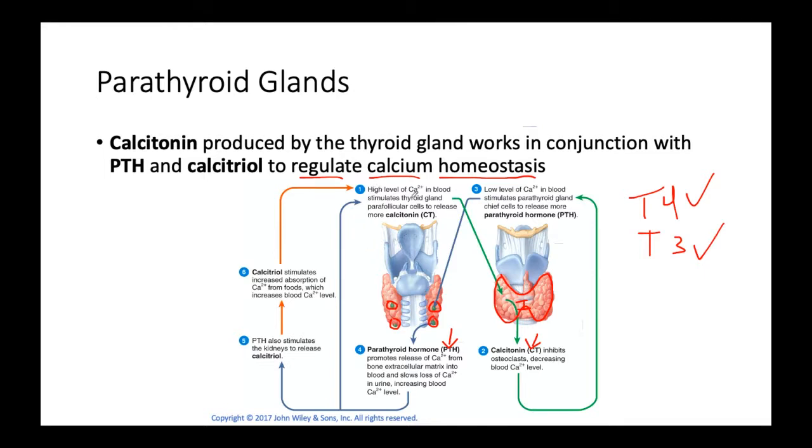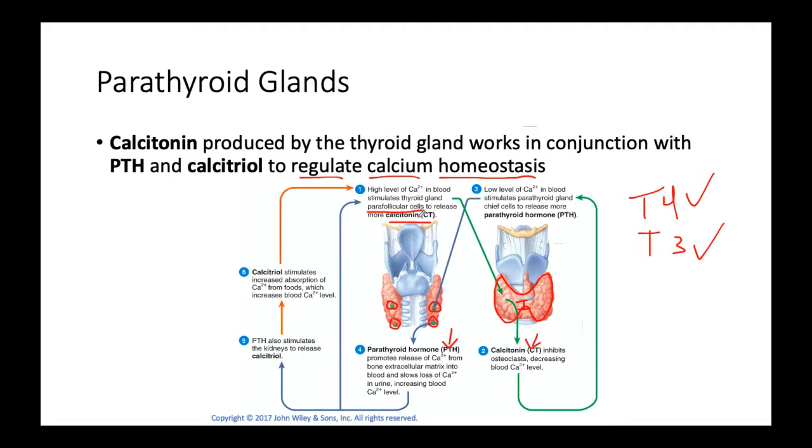So if there are high levels of calcium in the blood, it stimulates the thyroid gland, the parafollicular cells, to release calcitonin. And it will find a way to put calcium from the blood into the bones. Or it'll find a way to tell the digestive tract to stop absorbing more calcium. Or it'll tell the kidneys to excrete some calcium.